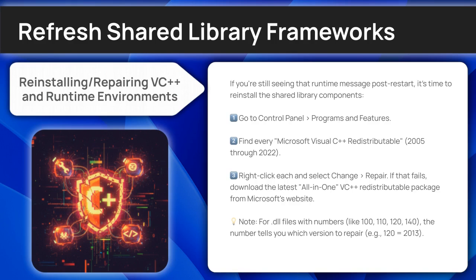First, go to Control Panel, then select Programs and Features. Second, find every Microsoft Visual C++ Redistributable, 2005 through 2022. Third, right-click each and select Change, then select Repair. If that fails, download the latest all-in-one VC++ Redistributable package from Microsoft's website. Please note that for DLL files with numbers, the number tells you which version to repair. For example, 120 equals 2013.